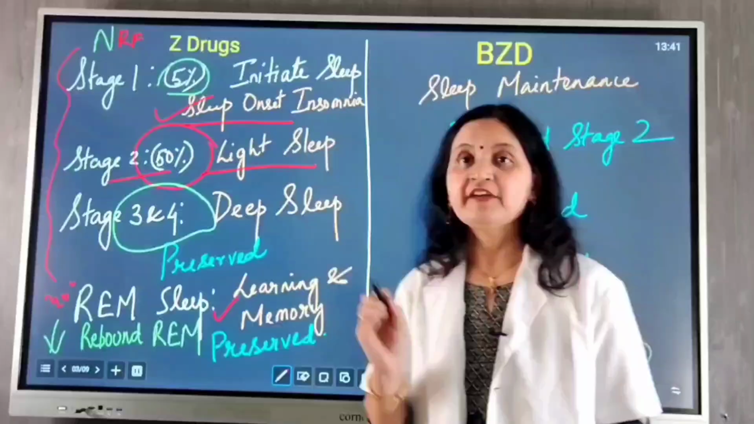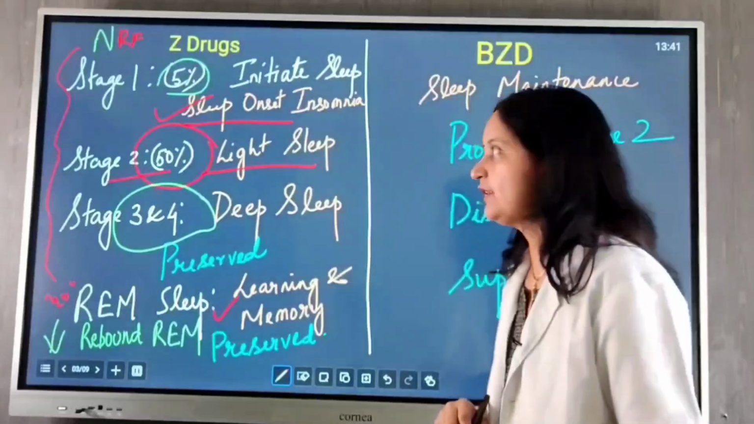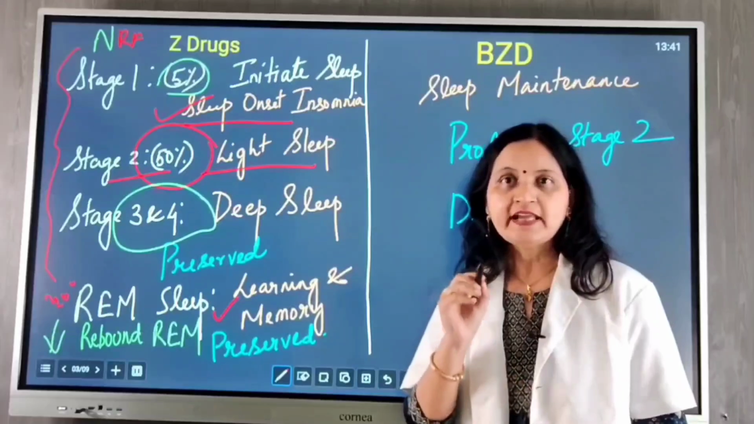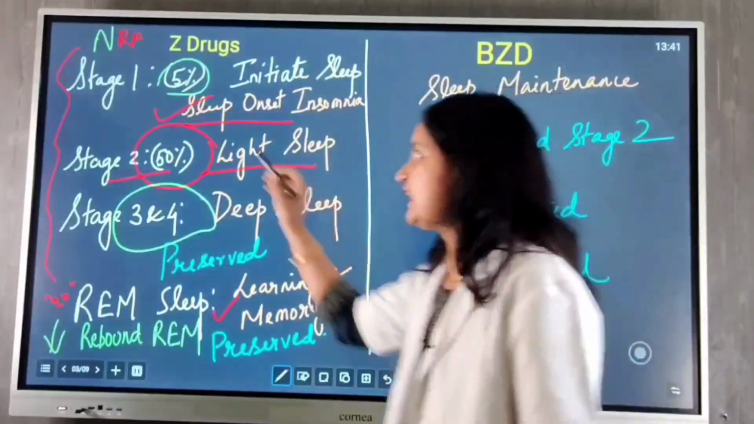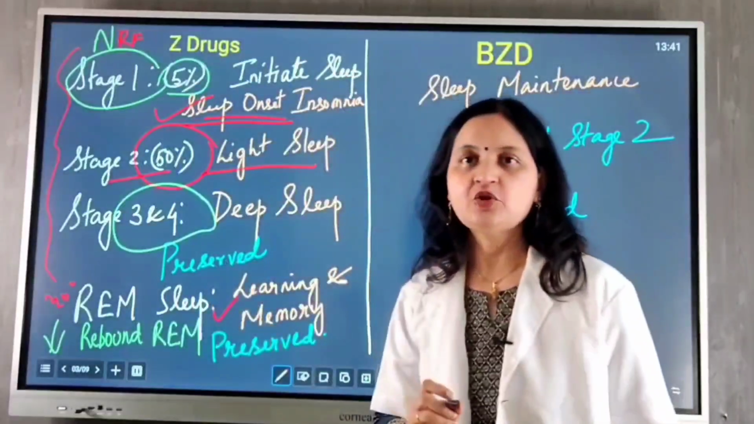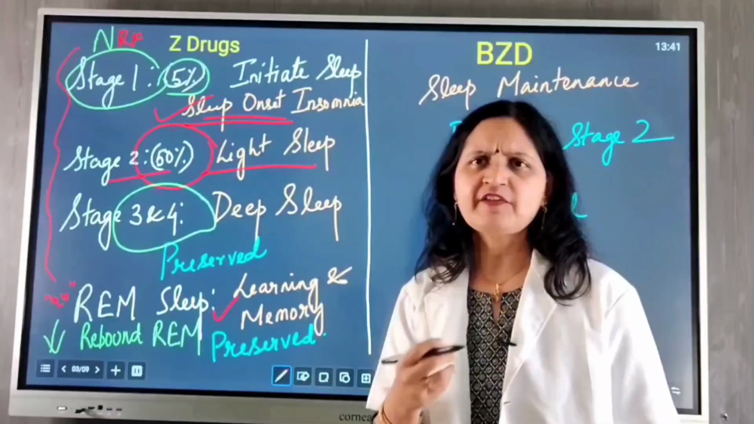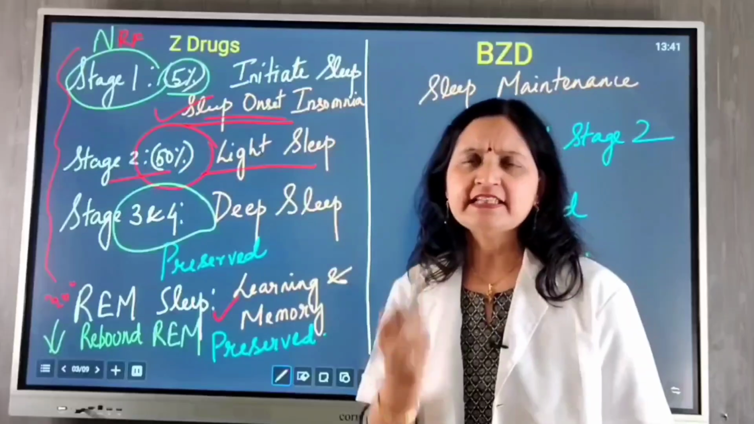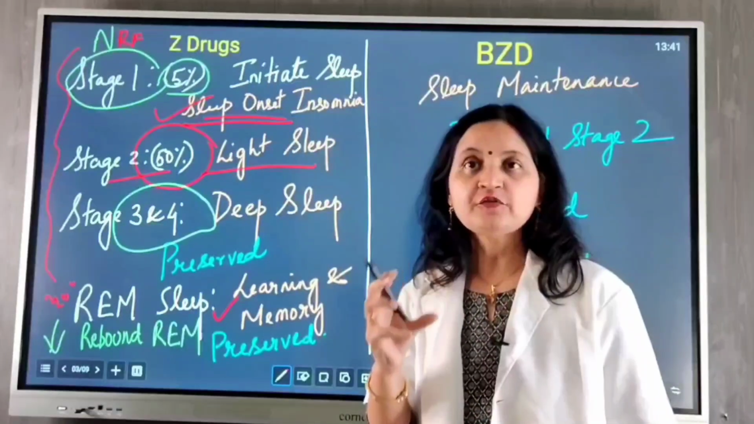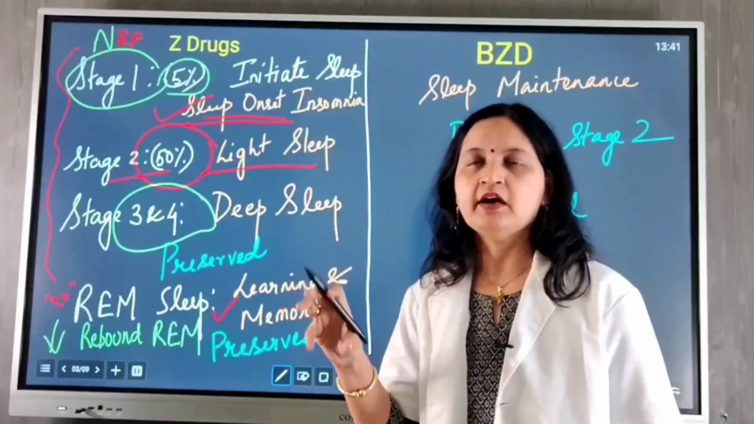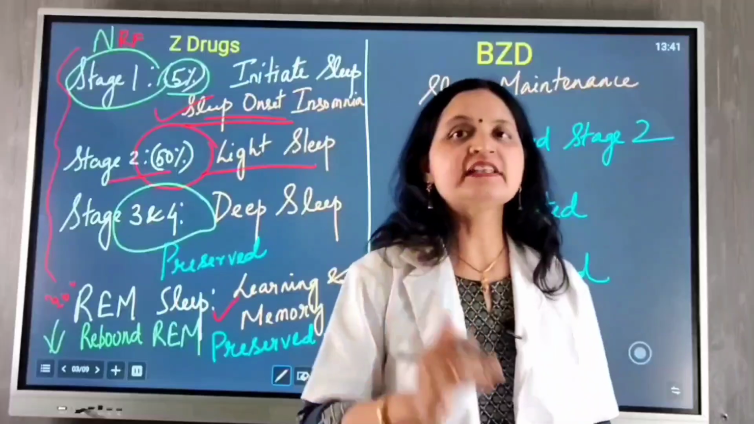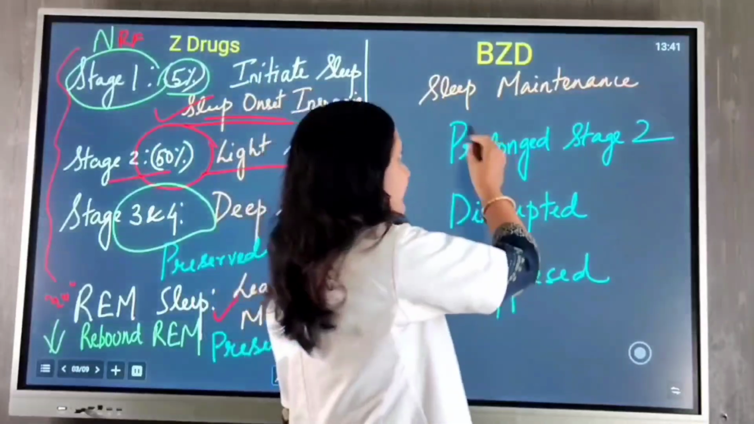So let's see what are the effects of Z group of drugs and benzodiazepines on the different stages of the sleep cycle. So Z group of drugs act on stage 1. They help in the management of sleep onset insomnia because they have a rapid onset of action, short half-life, and selective action on the alpha-1 subunit of the GABA A receptors, whereas benzodiazepines are preferred for the maintenance of sleep because of the long duration of action.